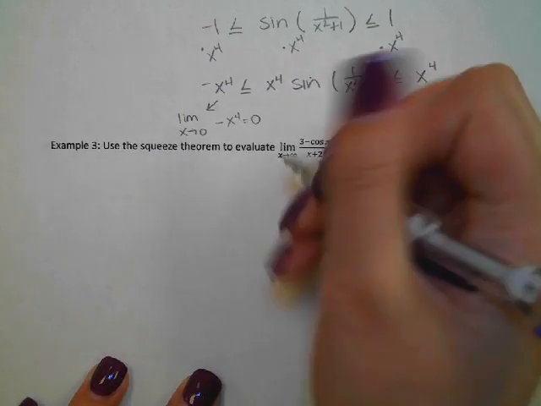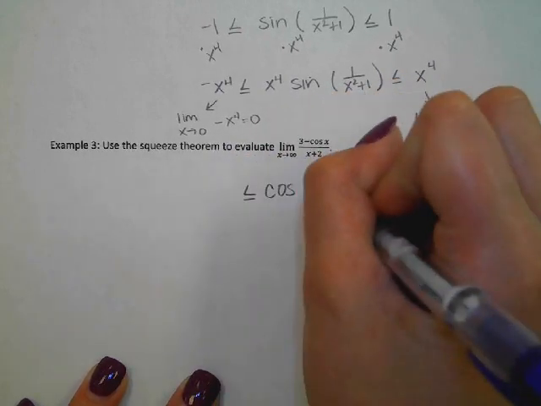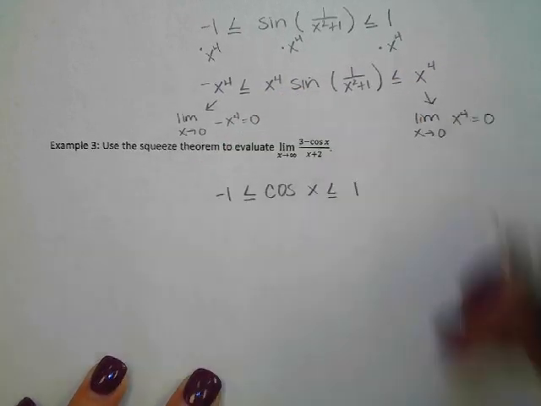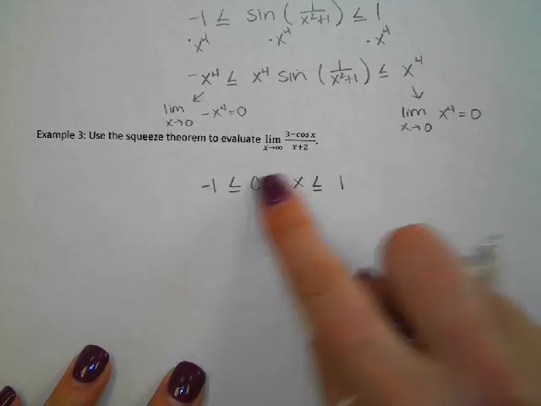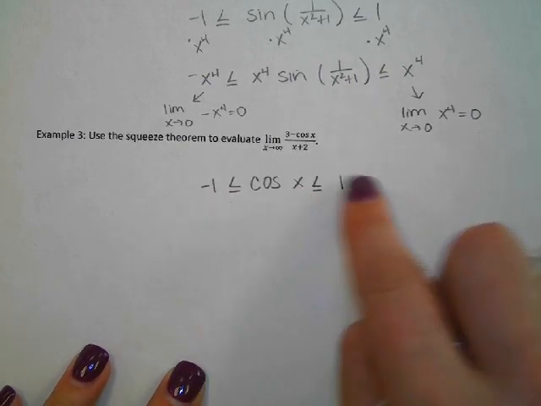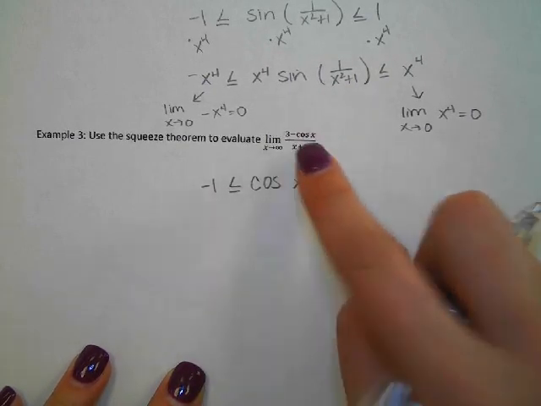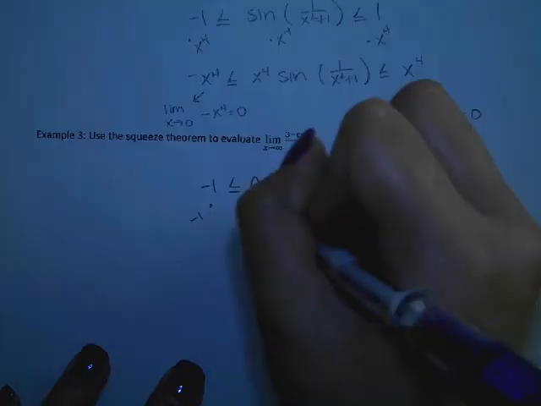So we have to use the squeeze theorem, and so I'm going to start with saying that cos x is between -1 and +1. And now I need to put things on all three sides, if you will. I have to put things in all three pieces to get it so that the inside looks like this. So the next thing I want to do is multiply by a -1.